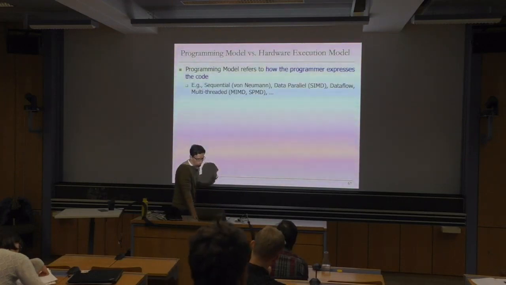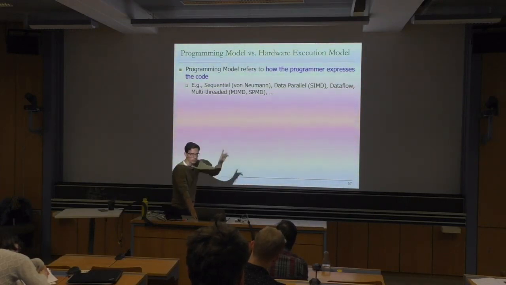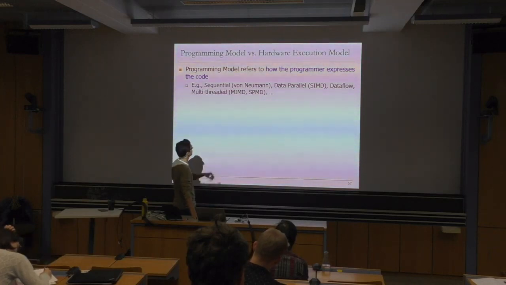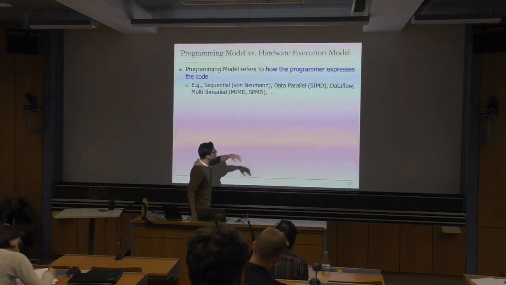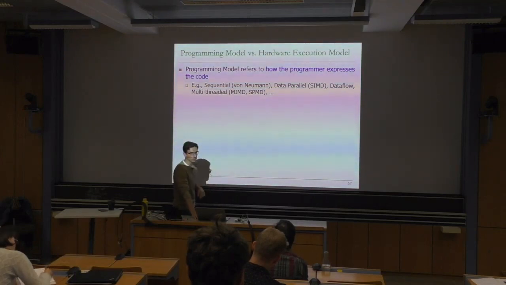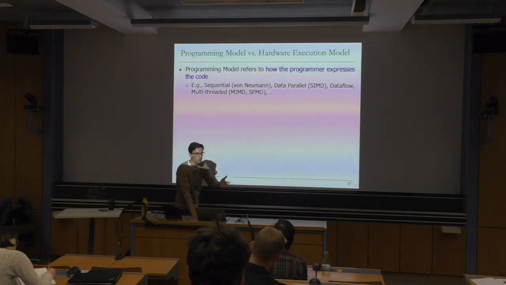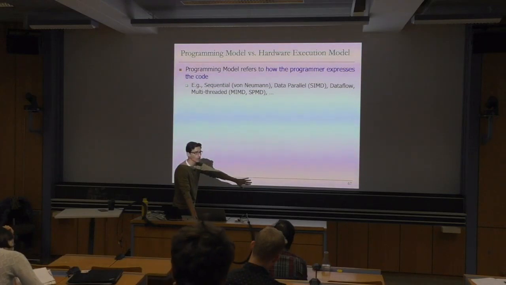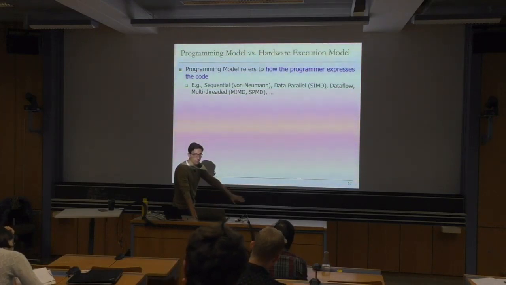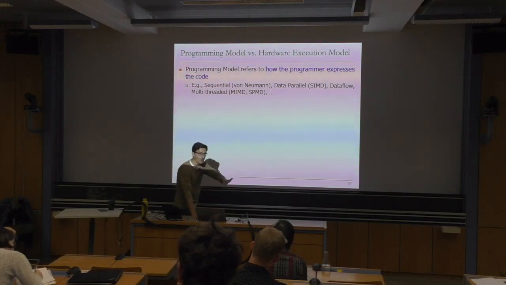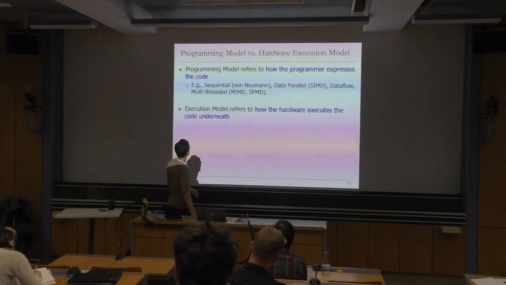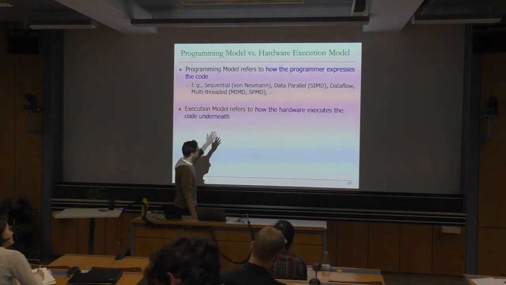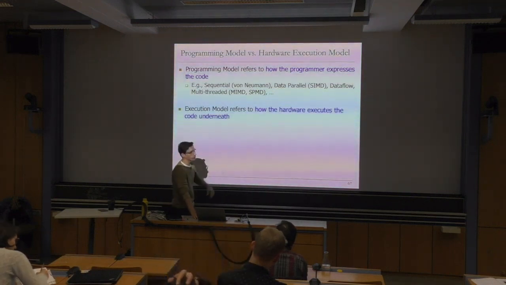So programming model refers to how the programmer expresses the code. And there are different ways of doing this. One way is writing a sequential program in C, for example, or in Fortran. You just write a sequential program. Another possibility is to write a data parallel program, for example, using vector instructions, or data flow, or a multi-thread program using OpenMP or pthreads. That's the programming model. And for GPUs, we have CUDA and we have OpenCL, which are the programming models for GPUs. And then the execution model is how do we actually execute this program on the hardware that we have.